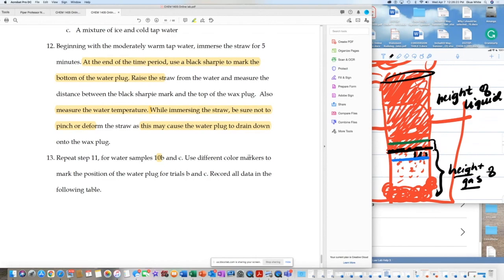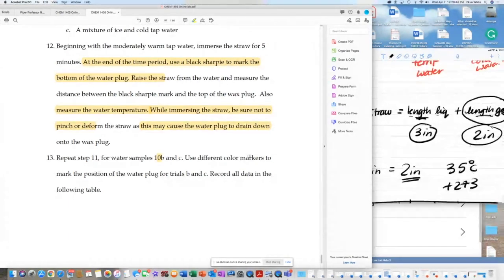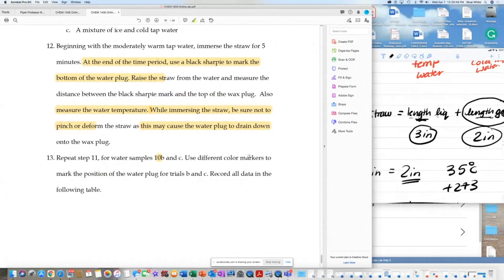Because people will get different answers because they're measuring different sides of the gum or the wax. If the wax is not flat down here, you get a different height each time because you're adding the height of the wax. But from here to here, you get the height of the liquid and then subtract, take the 5 inches minus height of liquid, and you get height of gas. So height of gas will be equal to 5 inches, which is a straw, minus height of liquid.